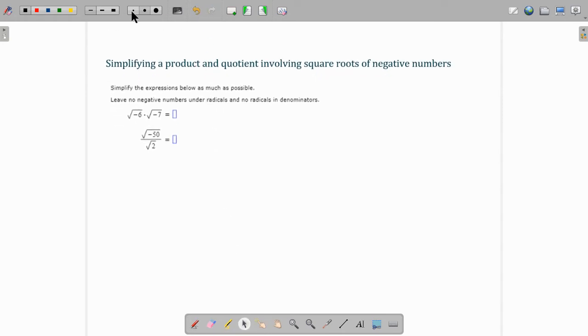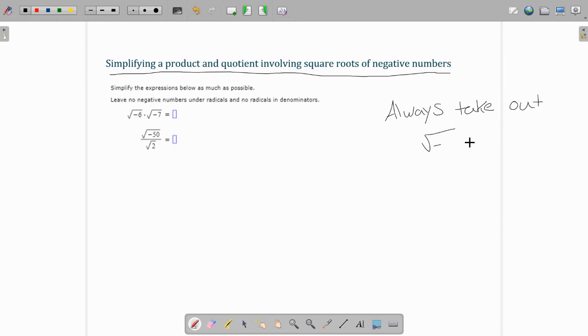Okay, next topic: simplify a product and quotient involving square roots of a negative number. One of these you can cheat and it will still work out right, but I'll show you the proper way. What I suggest first is always take out the square root of the negative and whatever number is there. Always, first step, we're going to do i square root of whatever number is in there.